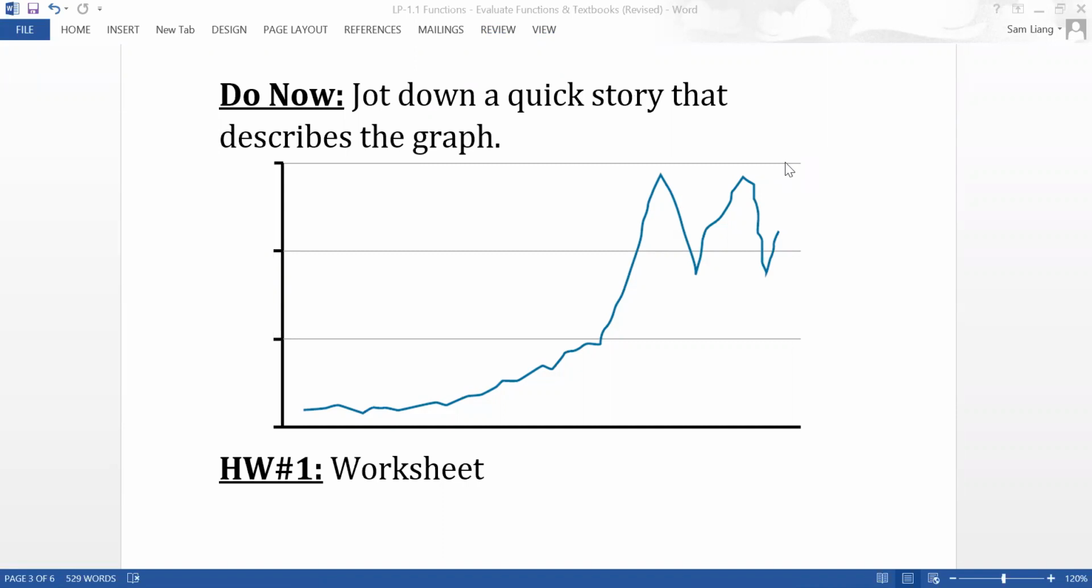What you're doing now is to jot down a quick story that describes the graph. So here you have a general graph. I actually erased the x and y axes because I want to leave it open to interpretation as to what your story can be about. So at this point, please pause the video and come up with any story that you can come up with that is true to this graph.